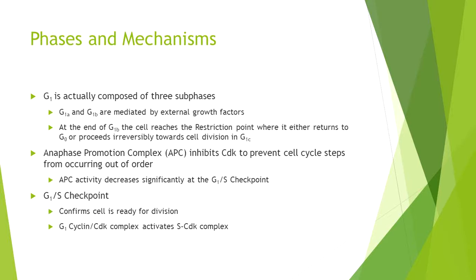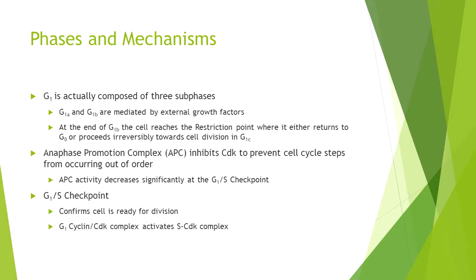The G1 phase is actually composed of three subphases, the first two of which are mediated by external growth factors. At the end of these two phases, you come to the restriction point, which is very important to the cell cycle, as it determines whether the cell will return to G0 or proceed irreversibly towards cell division in the final stage of the G1 phase.